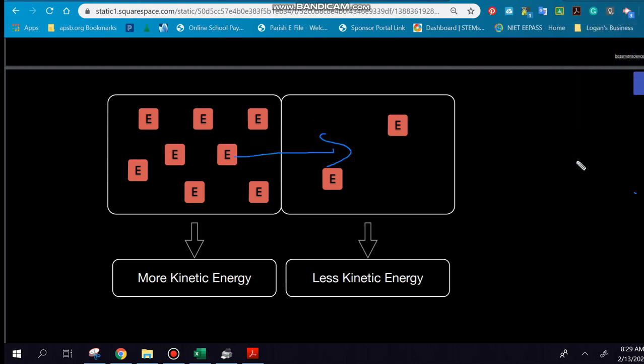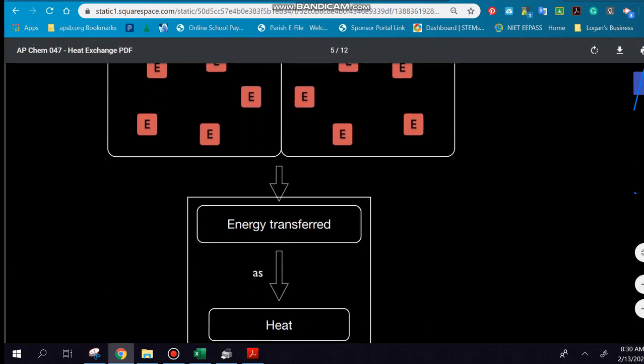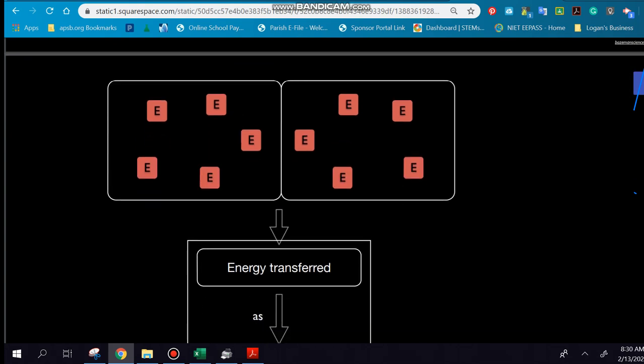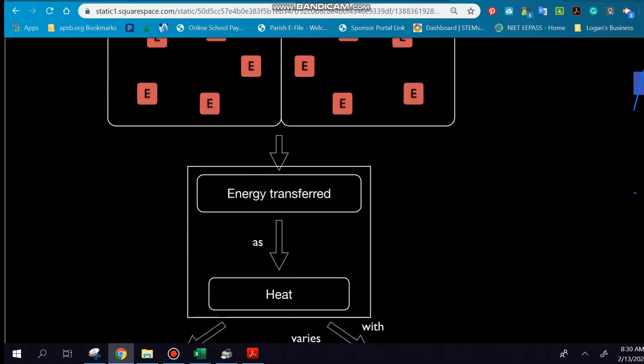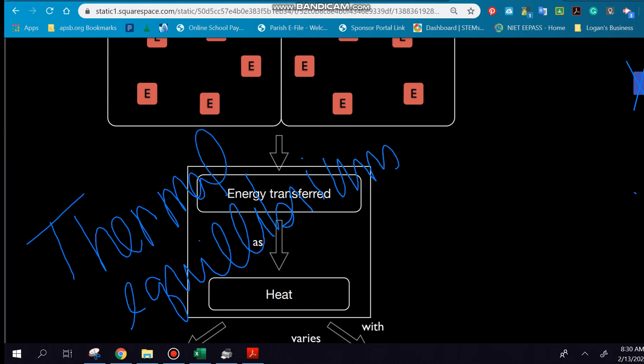this is going to transfer. As that energy is transferred, it's transferred as heat until we reach what is called thermal equilibrium. That means, and you saw that in your learning target, that the kinetic energy of both bodies is equal, which means that they will have the same temperature.